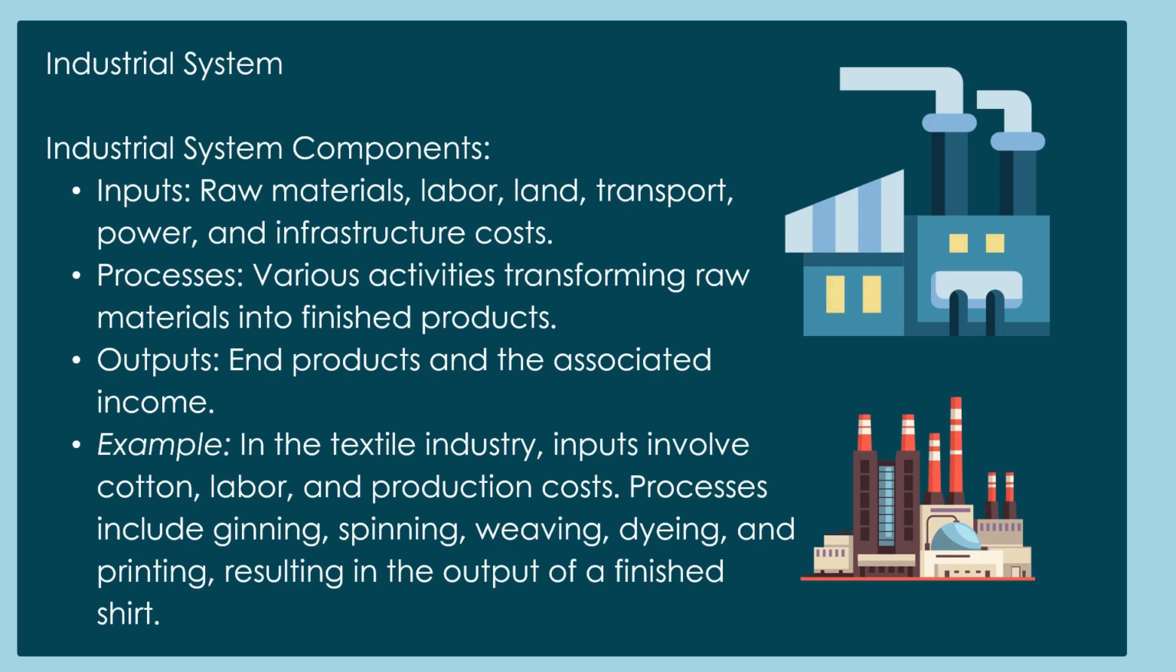For example, in the textile industry, inputs involve cotton, labor, and production costs. Processes include ginning, spinning, weaving, dyeing, and printing, resulting in the output of a finished shirt.